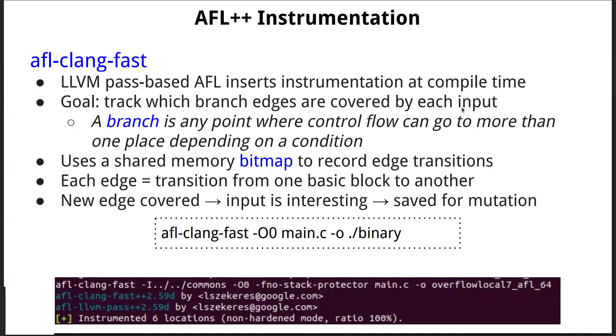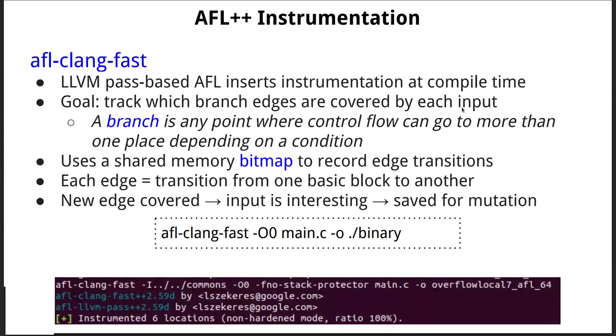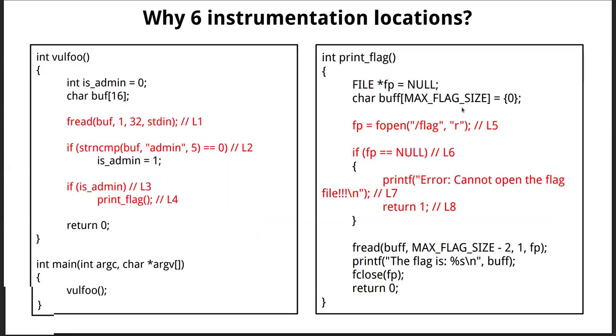And the command to do that is this one. Okay, so this is a compiler. It works the same as the GCC or LLVM command. So when we use this tool, afl-clang-fast, to compile this program, this is the output we get here. The output says it instrumented 6 locations. Only 6 locations. So now let's take a look at why it instrumented 6 locations and where those 6 locations are.